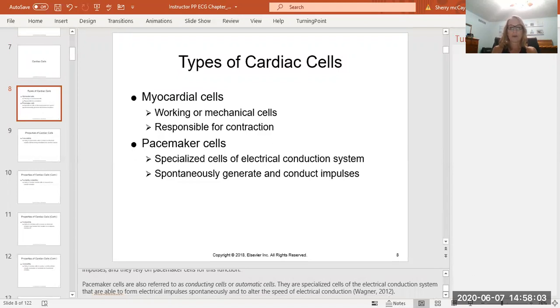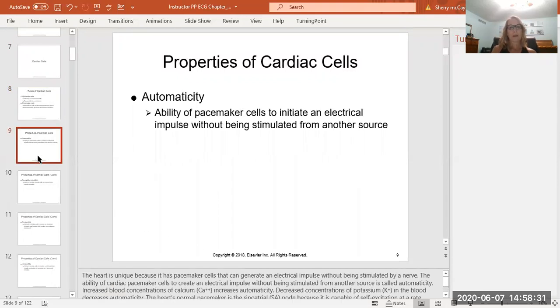Pacemaker cells are also referred to as conducting cells or automatic cells. They are specialized cells of the electrical conduction system, and they're able to form electrical impulses spontaneously and to alter the speed of electrical conduction. Okay. Automaticity, okay? It's the ability of the pacemaker cells to initiate an electrical impulse without being stimulated from another source, okay?